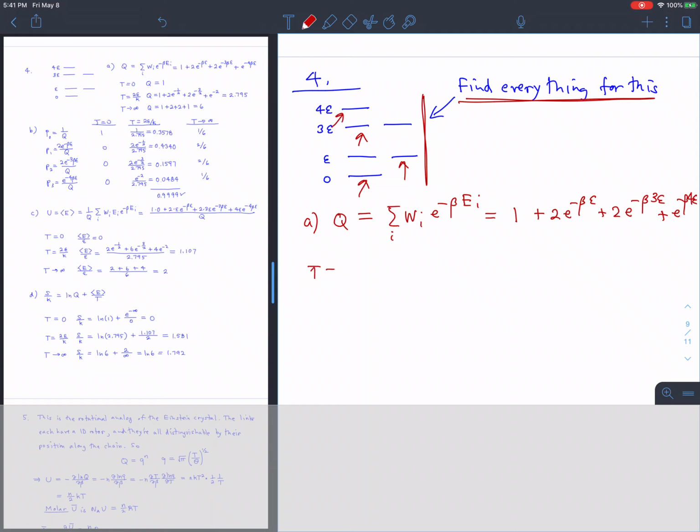At T equals 0, all the betas go to infinity, so q is equal to just 1. Everything is frozen into the ground state. All these other terms become 0.